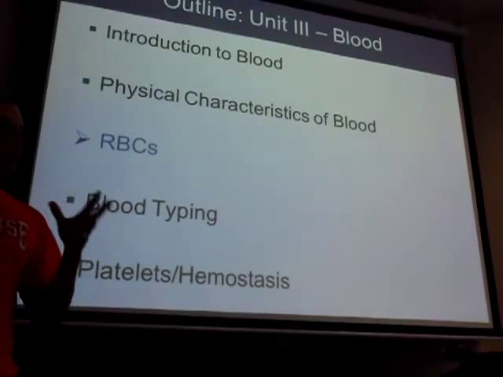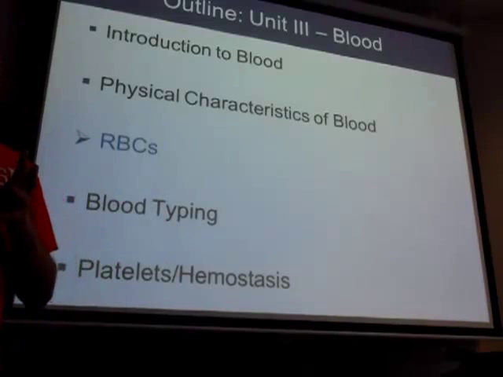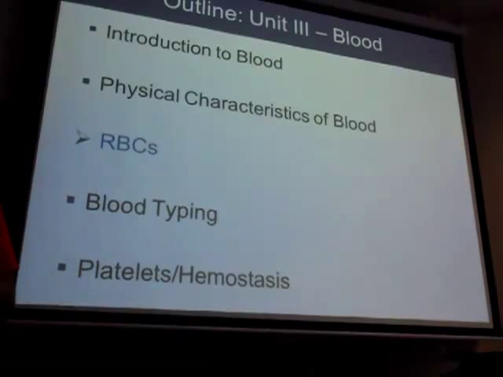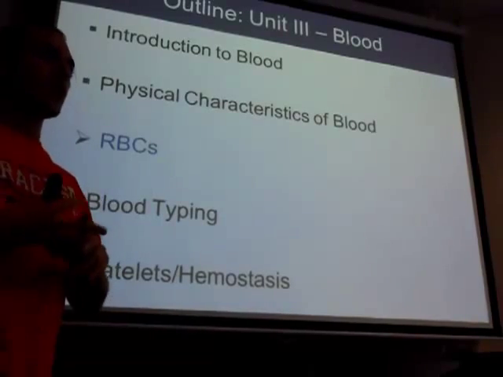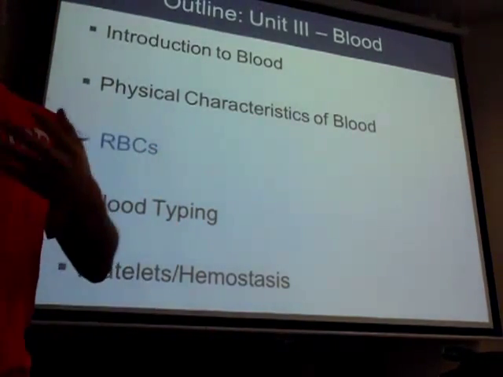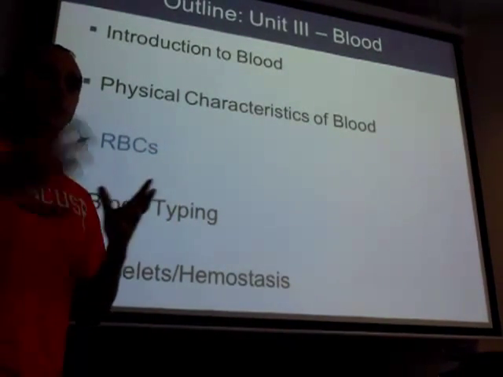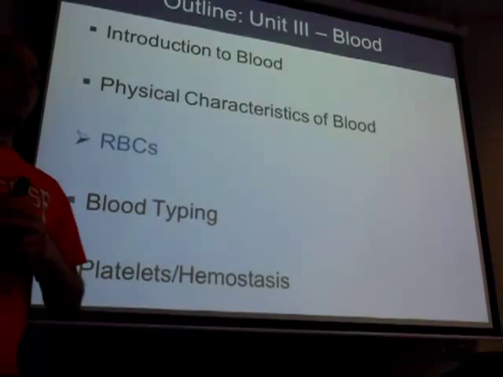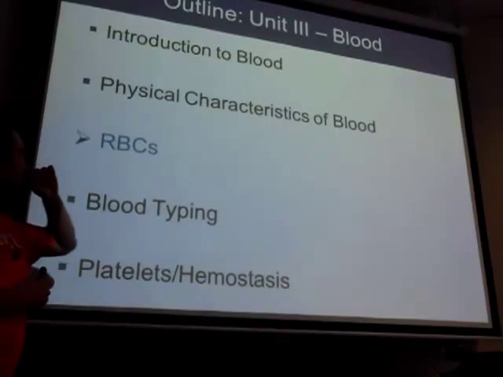But again, there's the two halves. There's plasma and there's formed elements. Formed elements are the cells. Plasma, that's just going to be the water with the solids. When you think of plasma, think of water with protein in there plus other ions or electrolytes. And then the formed elements would just be like dropping marbles into there. Those would be the cells. All right, so that's the physical characteristics of blood.